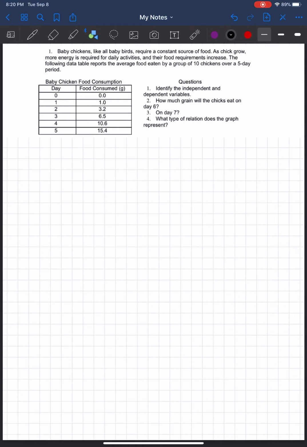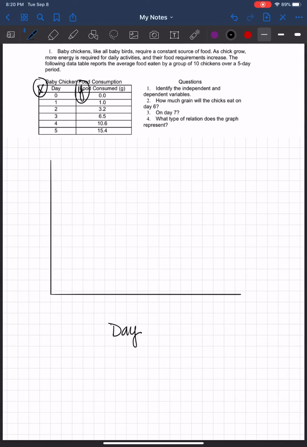So you're going to make your graph, and there's your graph. Let's fix that a little bit. Remember that your first column is your x-axis and your second column is your y-axis. So your x-axis is going to be day. This one is a short range, so you don't really have to come up with any fancy scaling here. So you can just go 0, 1, 2, 3, 4, 5. I just spaced them out a little bit so it'll be a little easier to write into.